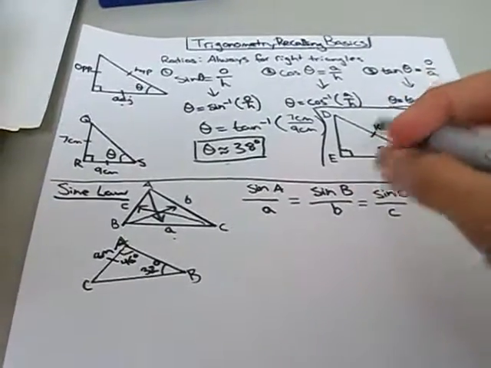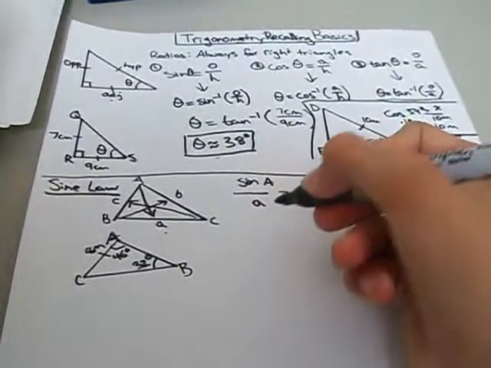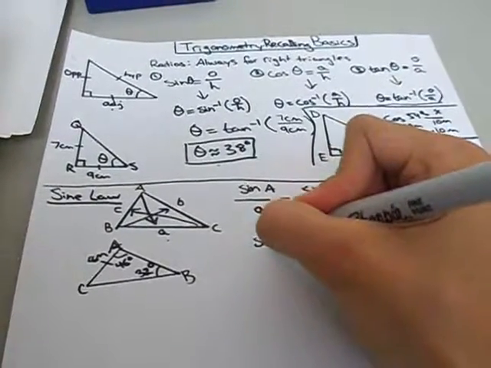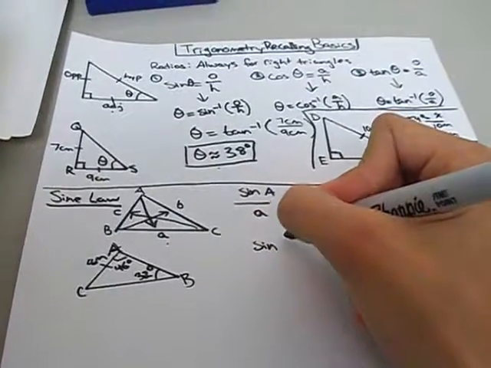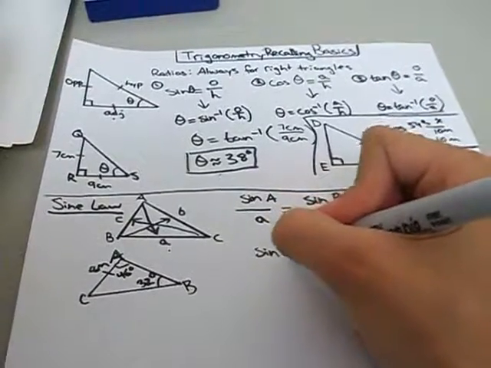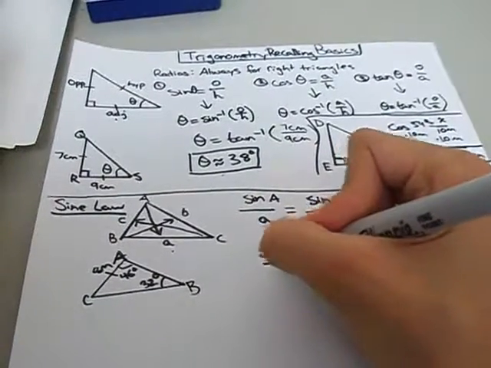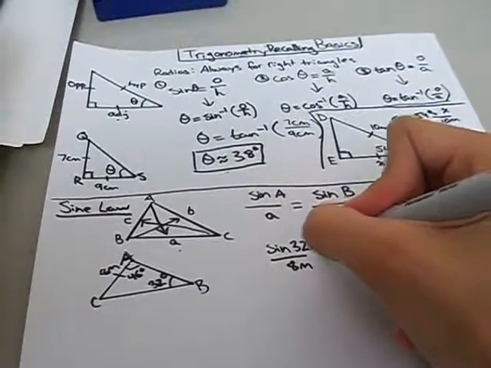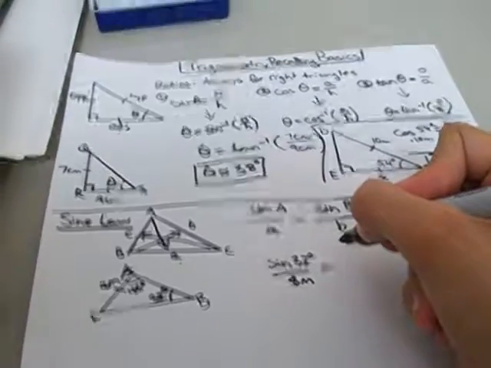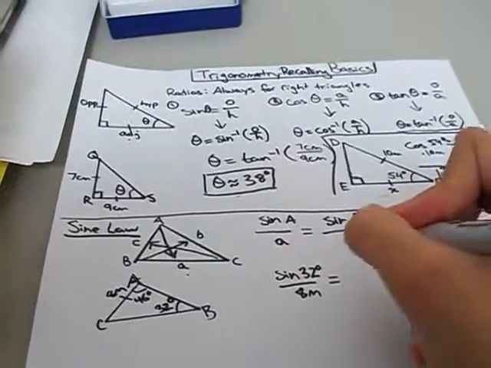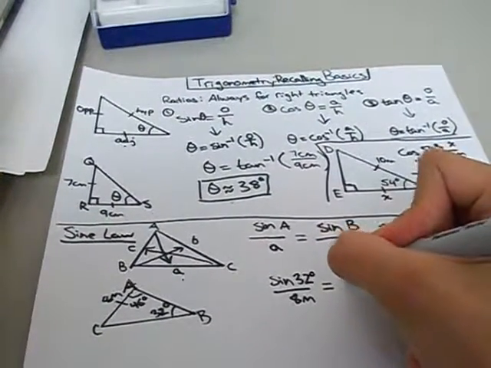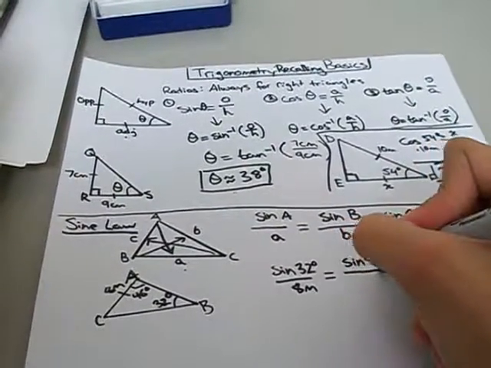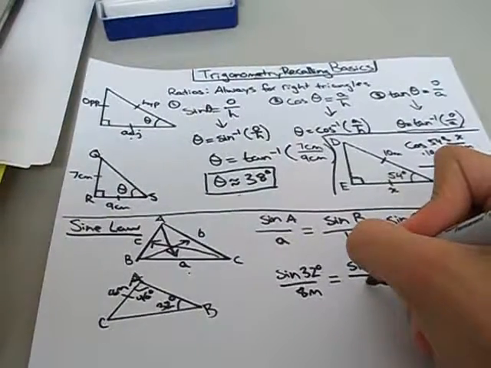So I can substitute this into my equation. Let sine of B be represented by sine of 32 degrees, and its opposite is 8 meters, which is lowercase b. And let sine of A be represented by sine of 46, and its lowercase side length is BC.